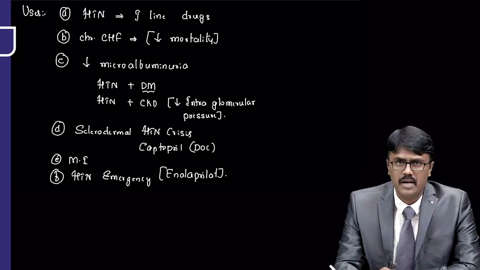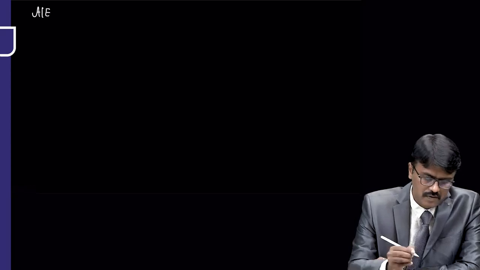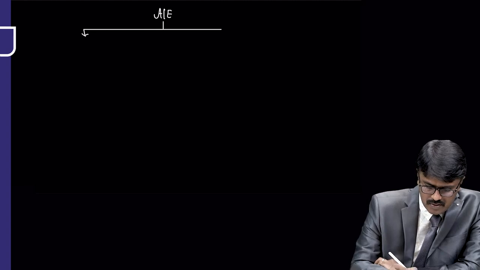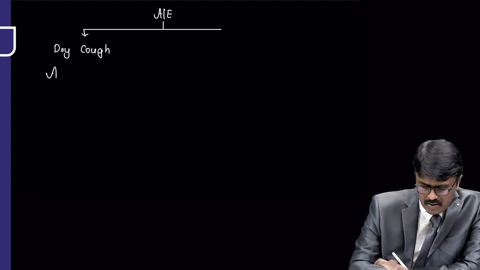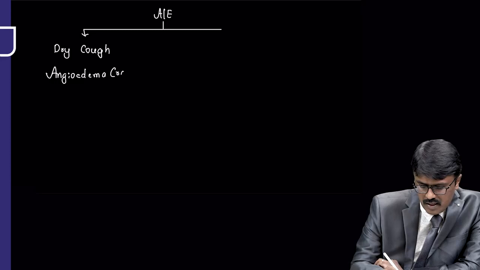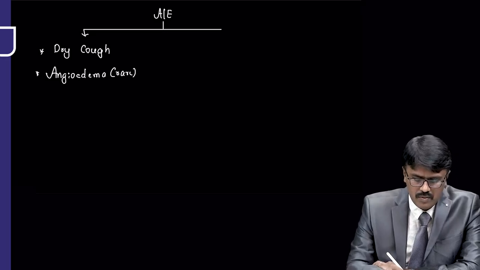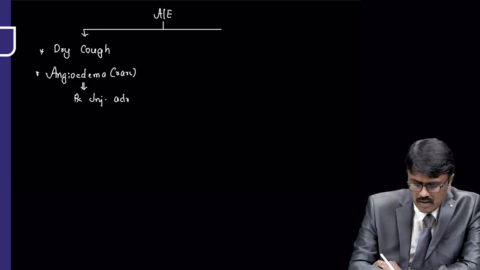So we understood the mechanism, we understood the uses, then we need to understand the adverse effects of the drug. Let me divide it like this. The drug can produce dry cough, and another problem is angioedema. Angioedema is a rare condition, but it can be seen. So what will you do if the patient develops angioedema? The treatment is injection adrenaline. So you have to give adrenaline to correct that.